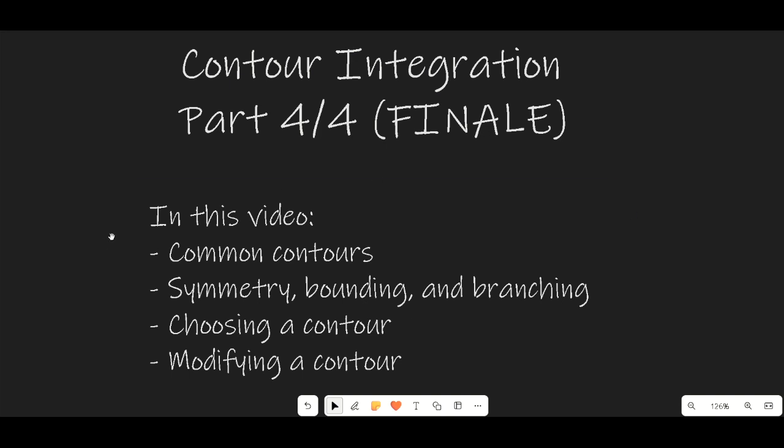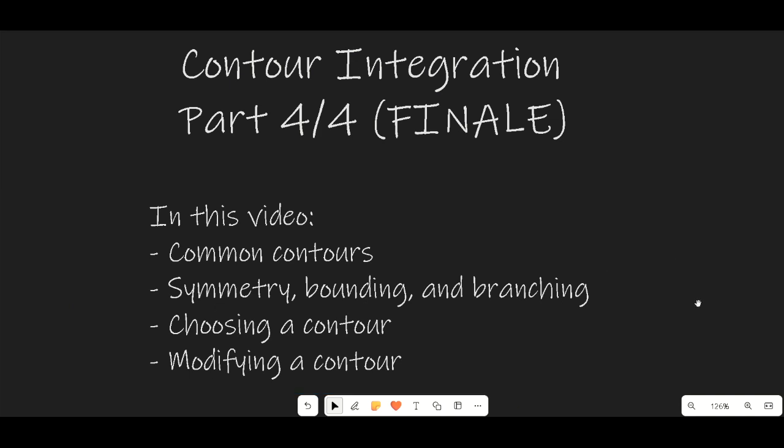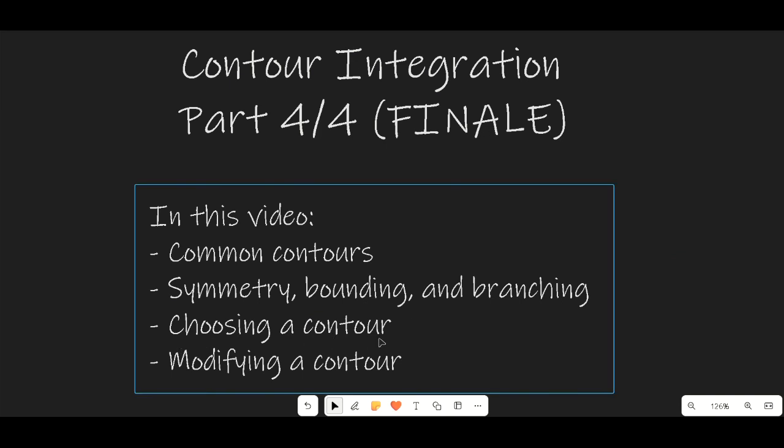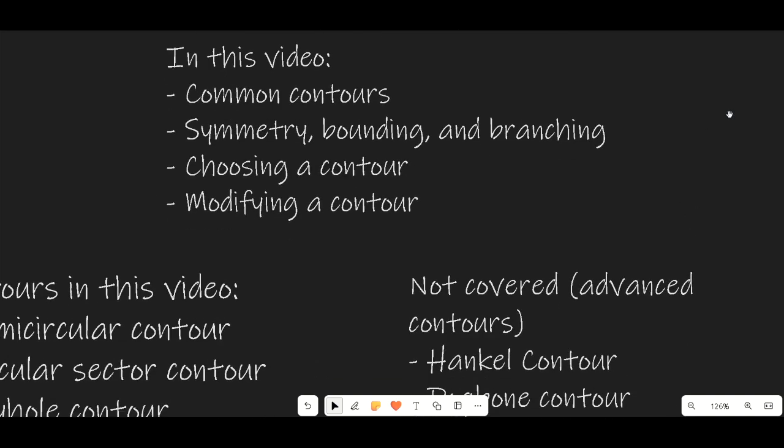Anyway, let's go over what we're going to cover in this video. We're going to cover common contours that we use for integration, and symmetry, bounding, and branching, which are three important criteria that we use to decide what type of contour we're going to use to integrate. We're going to cover how to choose what kind of contour you're going to use to integrate and how to modify that contour so that it fits your exact needs for that exact function and that exact integral. So without any further ado, let's jump right into it. This is going to be a more fun video, so let's go ahead and get started.